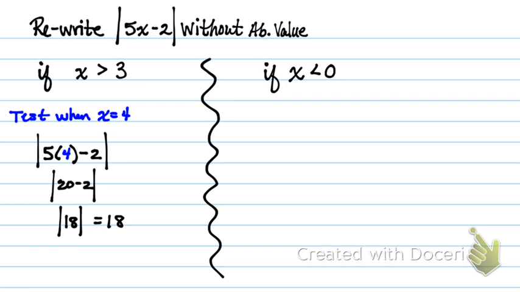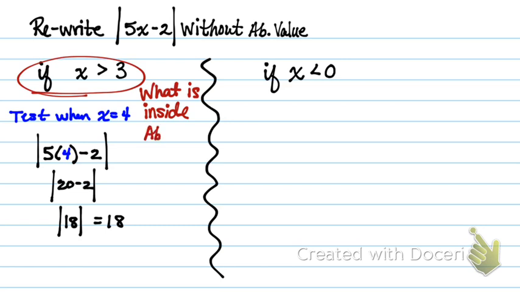So if x is greater than 3, what is inside the absolute value will be positive. Which means the absolute value has absolutely no effect on it whatsoever. So the way I would rewrite this then, without the absolute value symbol, would just be to recopy it.